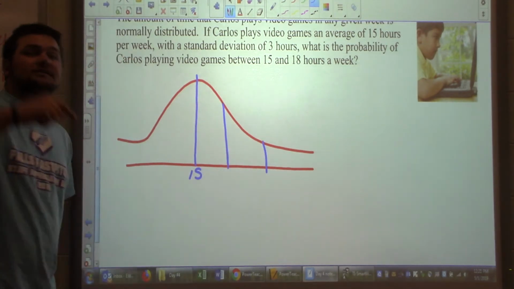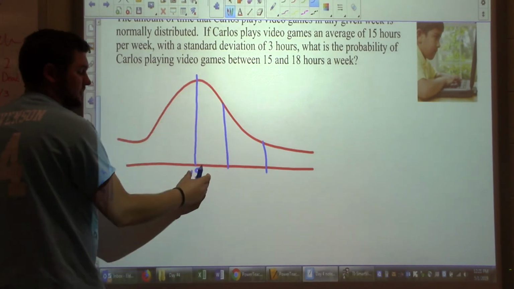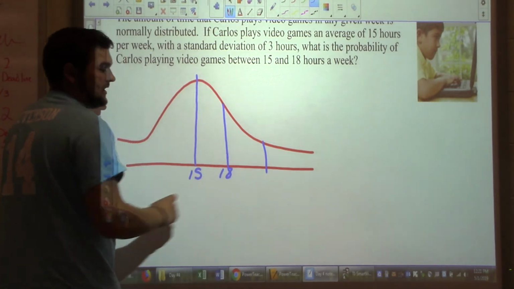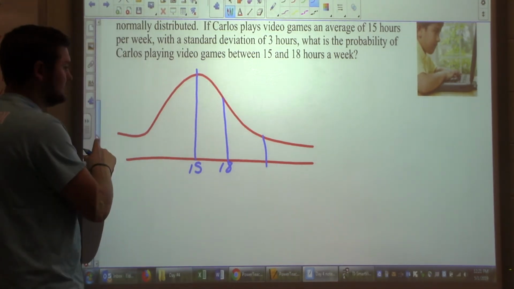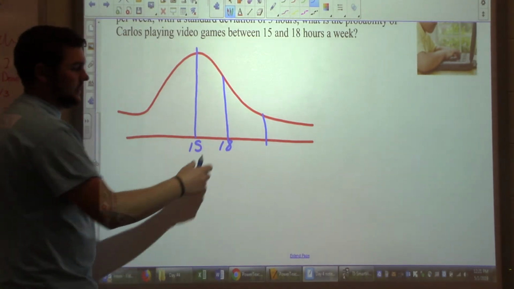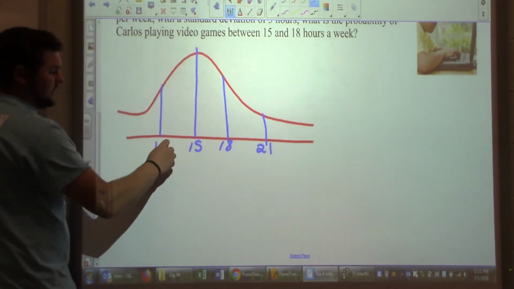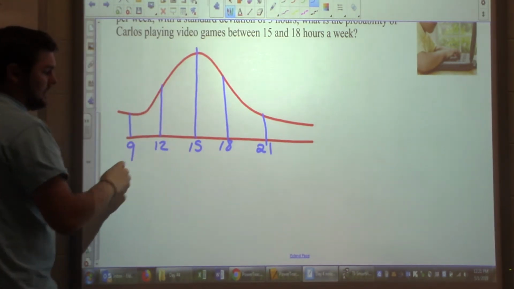If I'm going one standard deviation away, that means I'm adding 3 to it, right? The standard deviation is 3. So I'm going to go 15 plus 3 will get me to 18. And then one more standard deviation away will get me to 21. And I'm going to do the same thing going the opposite way. 12, 9.